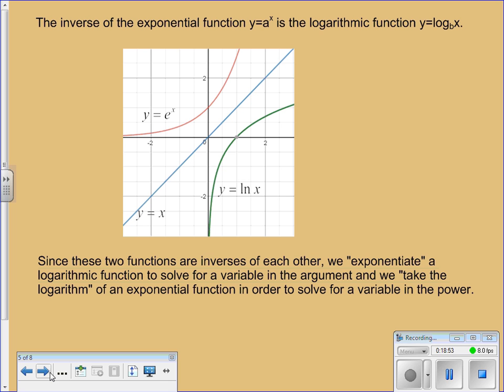This one passes through the point 0, 1. This one passes through the point 1, 0. Inverse functions. Output of one is the input of the other. Output of one is the input of the other. That's one of the main things about inverse functions. You swap the x and y coordinates.